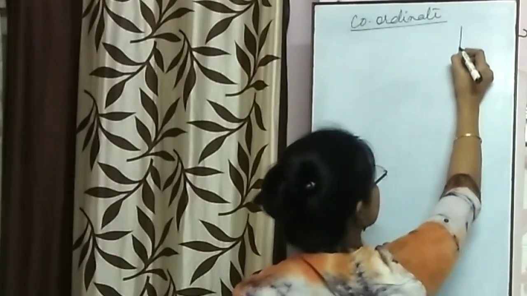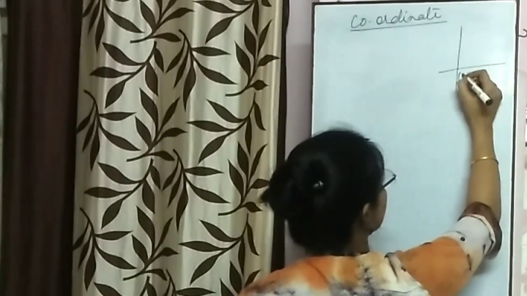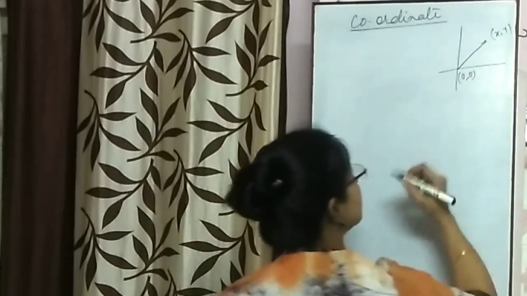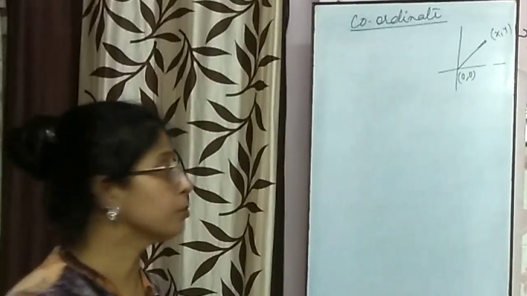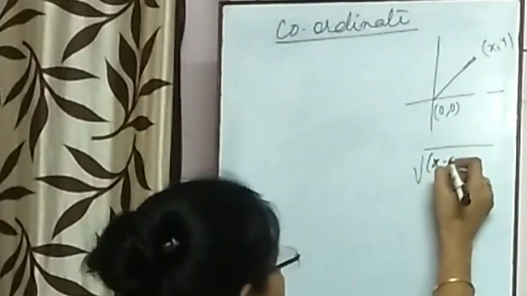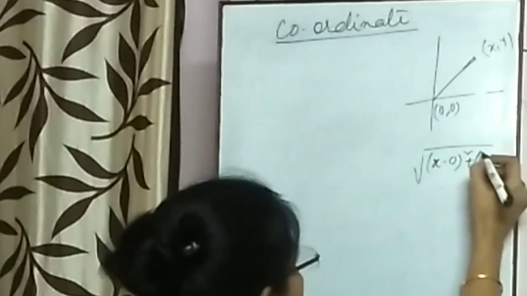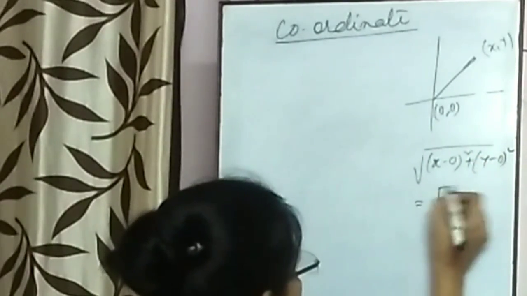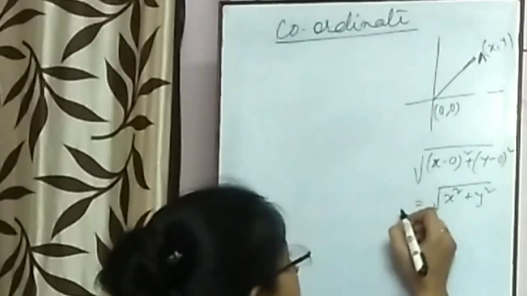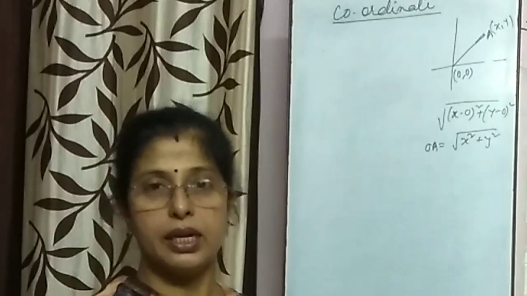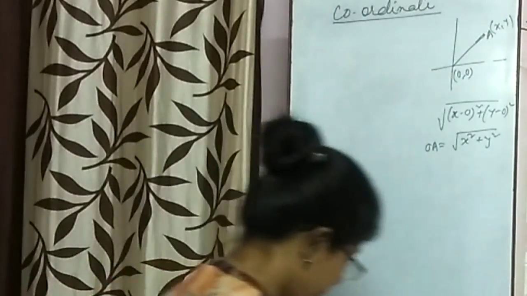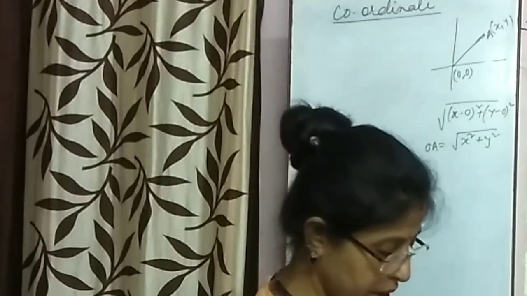If the distance is to be measured from the origin, then what will happen? This distance is to be measured, then what will happen? We will follow the same formula. Then how does it come? x2 minus x1, so x minus 0, y minus 0. Thus, the formula becomes: when any point is measured from the origin, then this would be the formula.